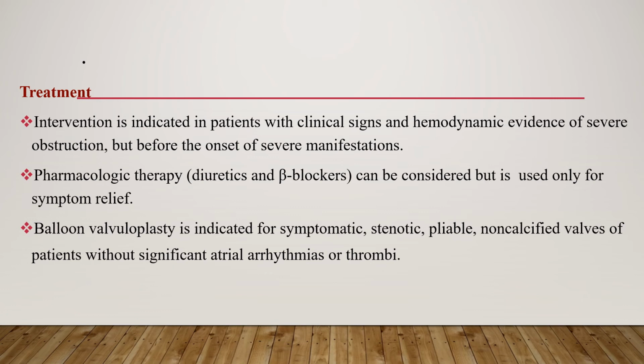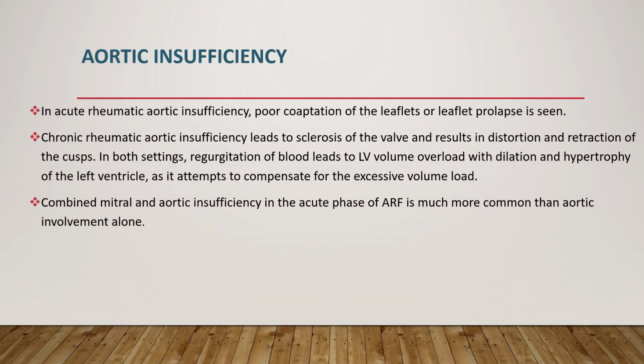The next valve that is affected by rheumatic valvular disease is the aortic valve. In acute rheumatic aortic insufficiency, poor coaptation of the leaflets or leaflet prolapse is seen. Chronic rheumatic aortic insufficiency leads to sclerosis of the valve and results in distortion and retraction of the cusps. In both settings, the regurgitation of blood leads to left ventricular volume overload with dilatation and also hypertrophy of the left ventricle, because it attempts to compensate for the excessive volume overload. Combined mitral and aortic insufficiency in the acute phase of rheumatic fever is much more common than aortic valve involvement alone.